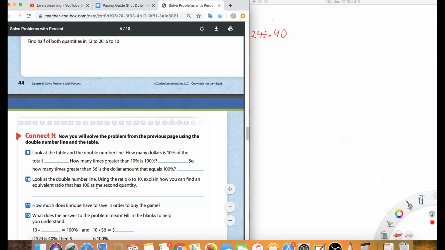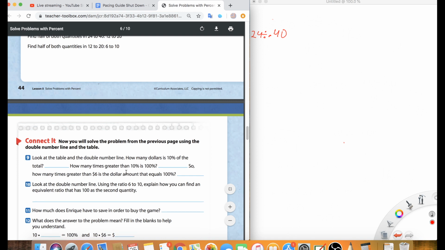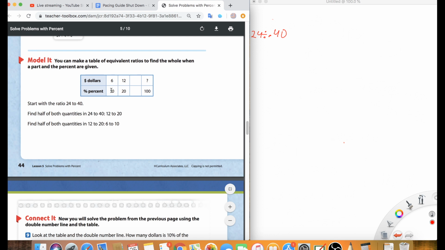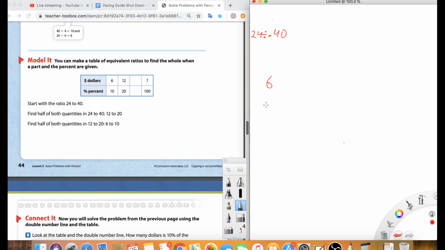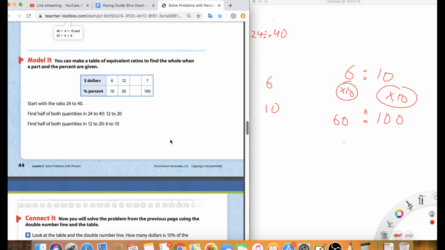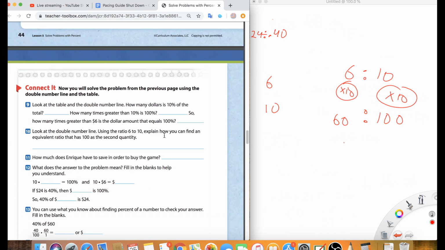Number 10 says, look at the double number line. Using the ratio 6 to 10, explain how you can find an equivalent ratio that has 100 as the second quantity. For this one, it's asking you, how do you get from this 10 to this 100? What do we multiply by? The way I showed you was, we multiply by this, and if we do it to both sides, that means it would be 60. But right here, we would say we multiply by 10 to answer this question.